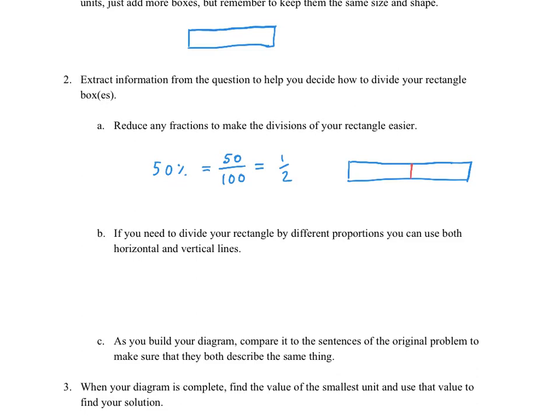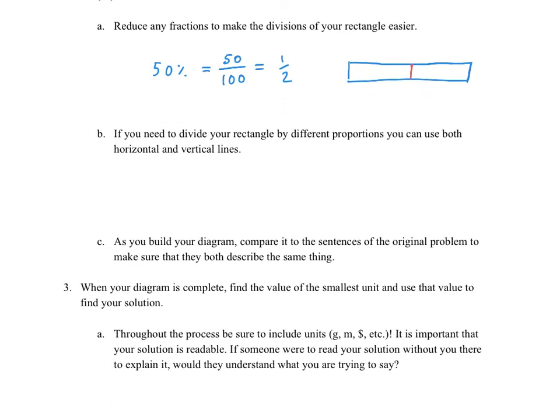We may also need to divide our rectangle by different proportions. Maybe there's more than one division that needs to be made. So what we can do is have horizontal and vertical lines. Let's draw a picture to get an example. Maybe one of the proportions that we have is 25%, and maybe the other is 2/3. Now, 25% is the same as 1/4. We don't want to write 25 over 100.